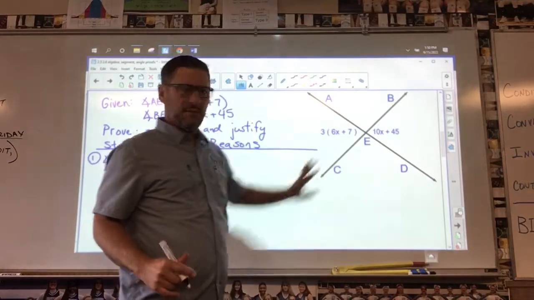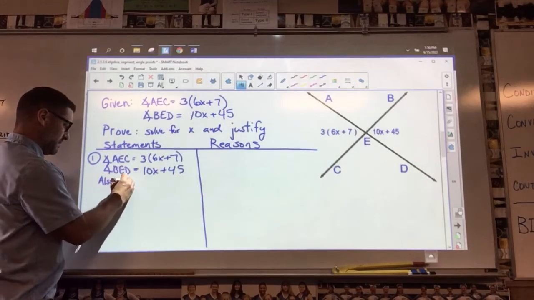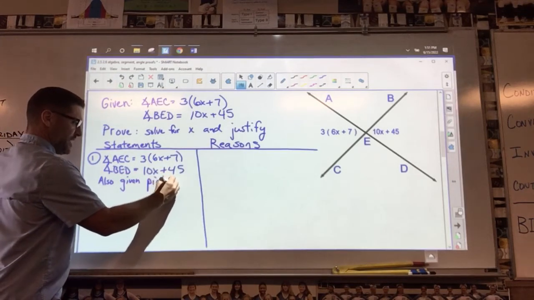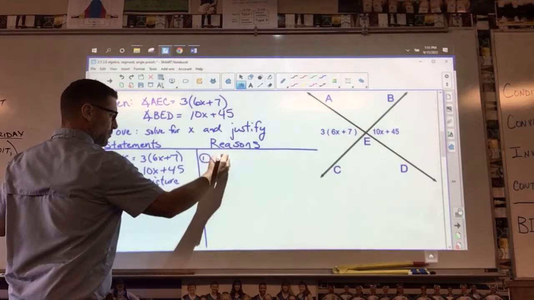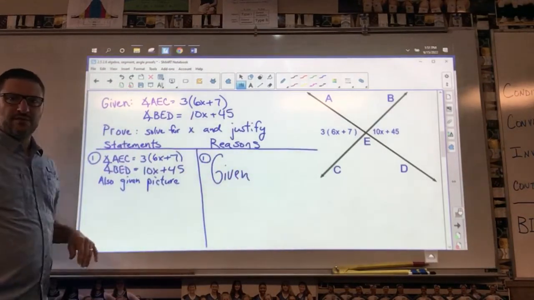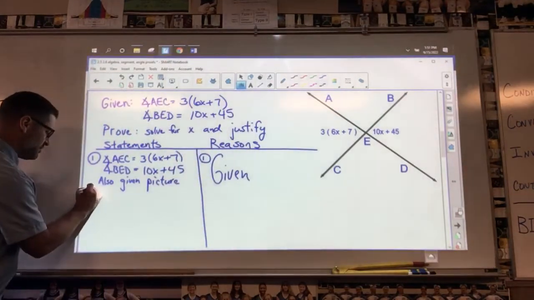Really what I was given is the picture. So I'm gonna write also given picture, because I am gonna work off of that picture. And step number 1, all of these things are given. And I don't wanna write given 3 times, so I just wrote the G big, given, it's all given. There we go.